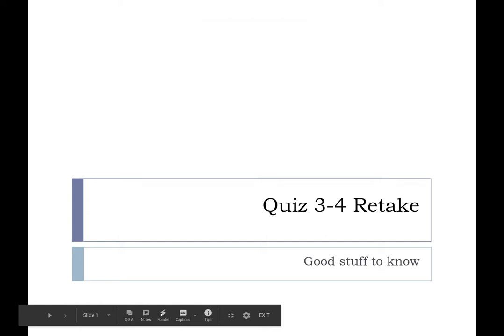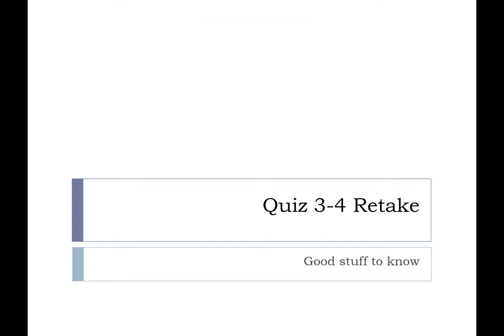Before we get to the details on the retake, I wanted to take a minute to go over a few of the frequently missed questions and to show you where the information was available to you this week.